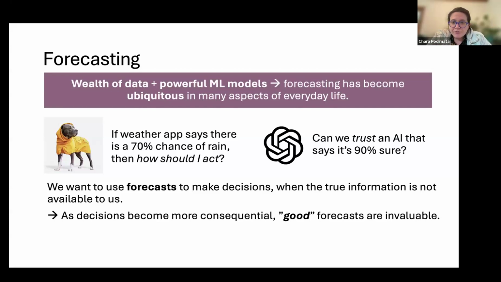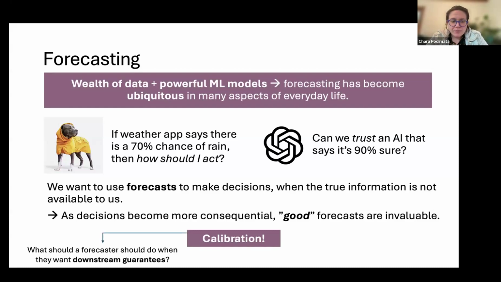So we want to leverage forecasts to make good decisions when the true information is not available or is hidden from us. And of course, as decisions become more consequential, good forecasts are invaluable. And this is where calibration comes into play. Calibration, the way that Eric, Kunhe, Nika and I think about it, we think of it as having two sides of the same coin.